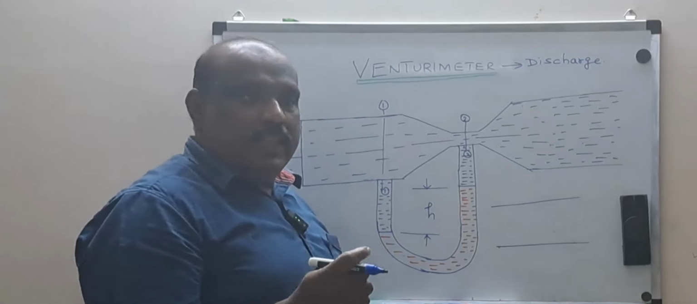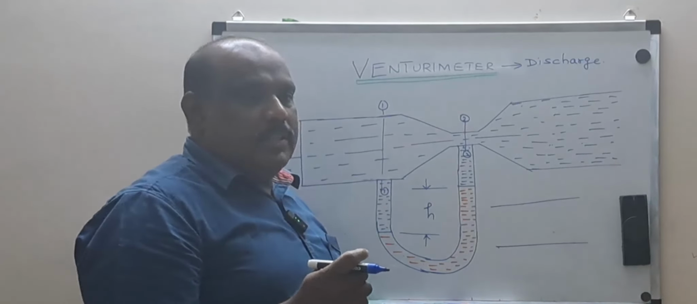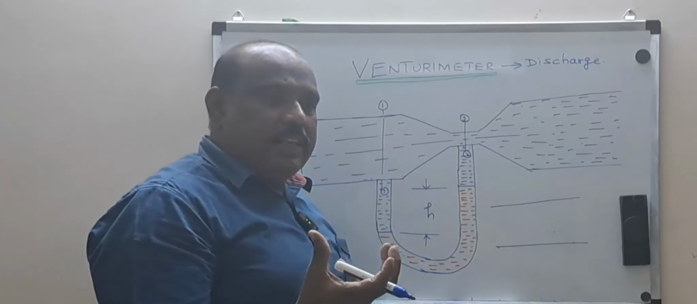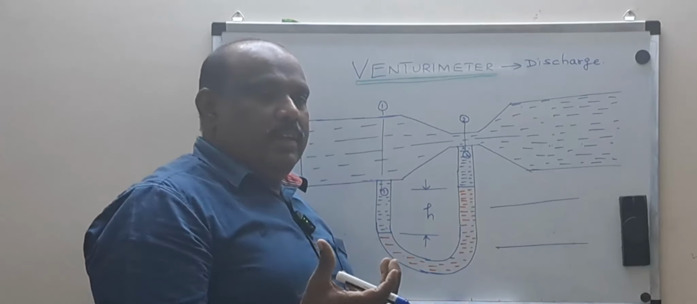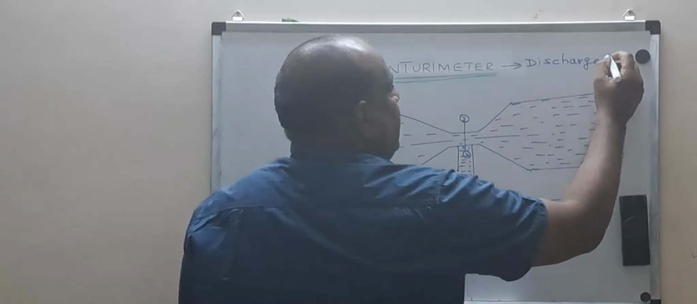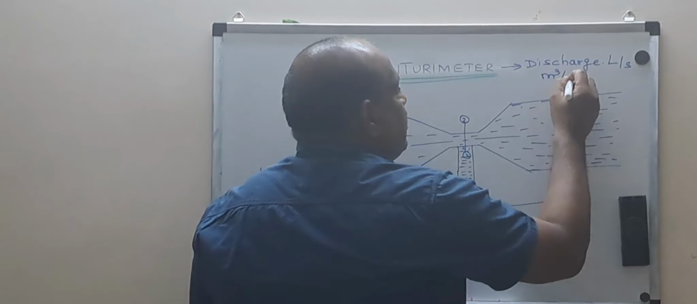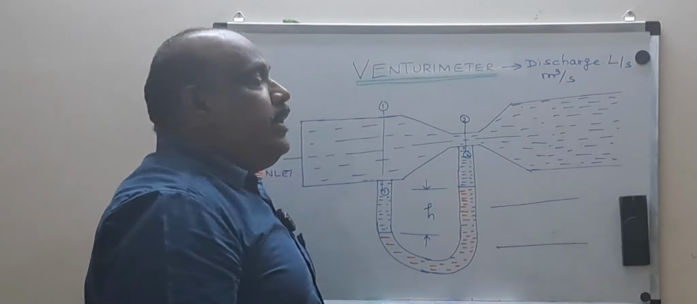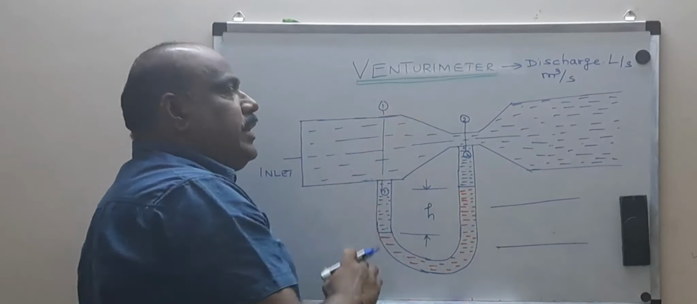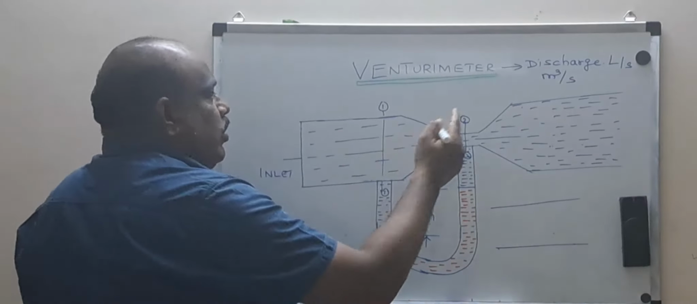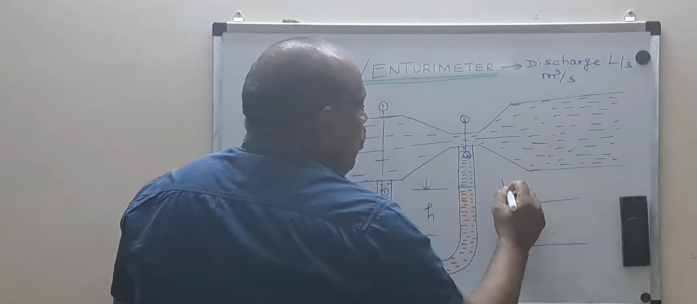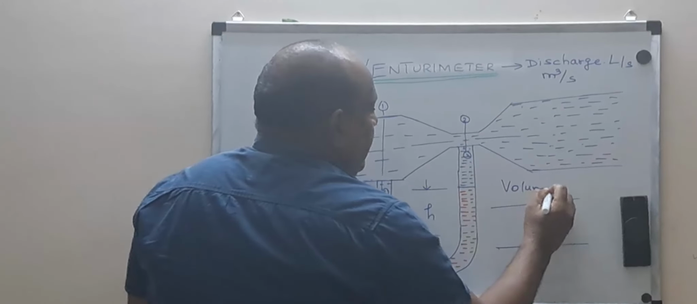Meter per second is the velocity. So discharge means capacity. Capacity means in what terms do you usually tell? Liter. Very good. It is either liter per second, but liter per second is not a common term. It is meter cube per second. So the main use of the Venturi meter is to find the volumetric flow rate. This discharge is also called the volumetric flow rate.